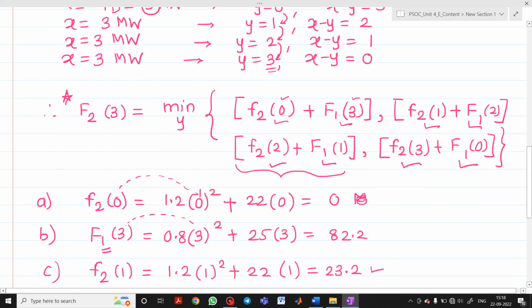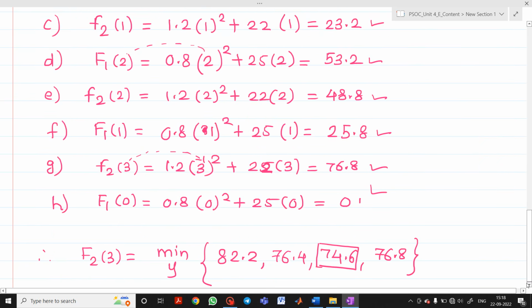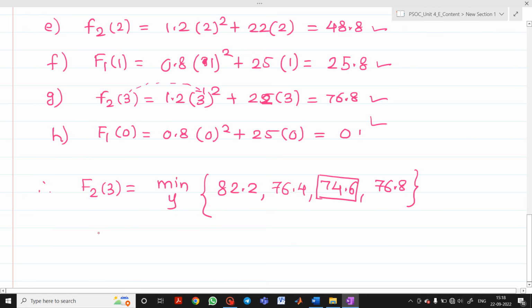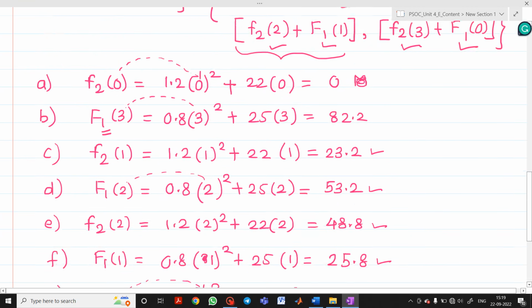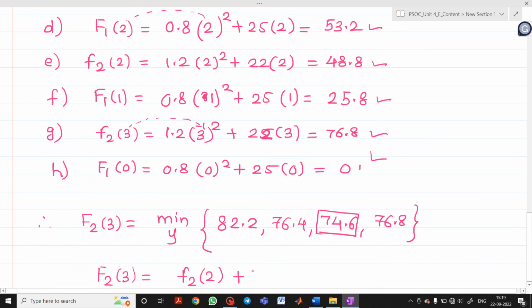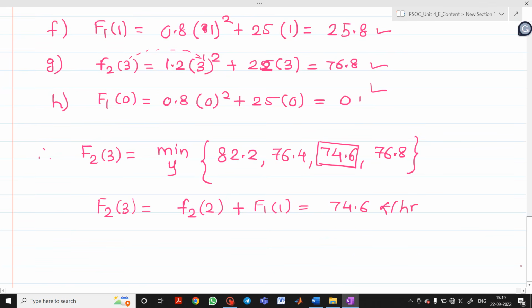So this will be what? So what is the third combination? F2 of 2 plus F1 of 1. So therefore how I can write? I can here write it as, therefore F2 of 3 will be equal to what? Small f2 of 2 plus, here you will see capital F1 of 1. So I will write it here, capital F1 of 1, whose cost of generation is 74.6 rupees per hour. Now what is the meaning of this?